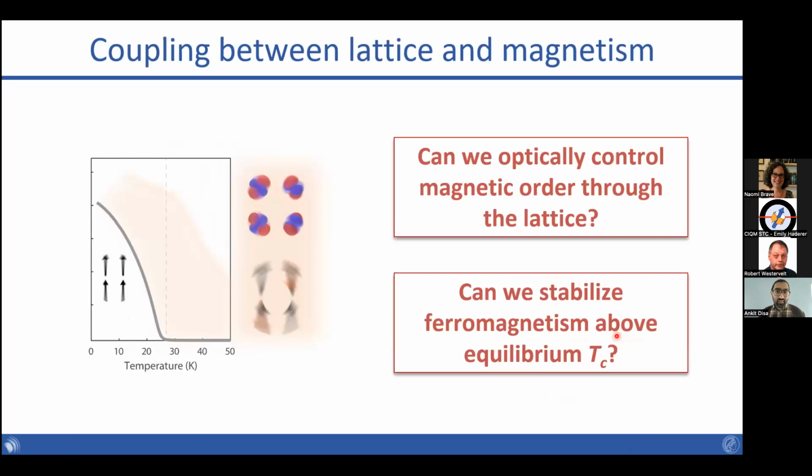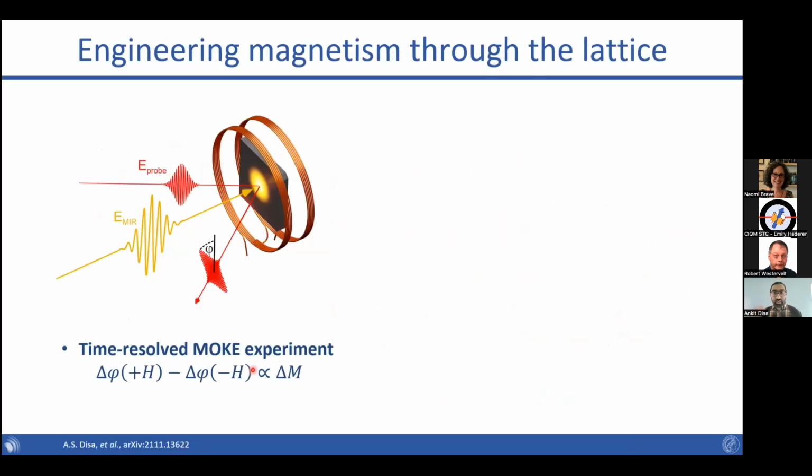So what we have is a strongly interacting system where magnetism can be tuned through the lattice, and we have high temperature precursor fluctuations well above the ordered phase. So we can ask the question, can we optically control magnetic order and even stabilize magnetic order above TC by driving the high temperature precursor magnetic phase with light? So that's what we set out to answer.